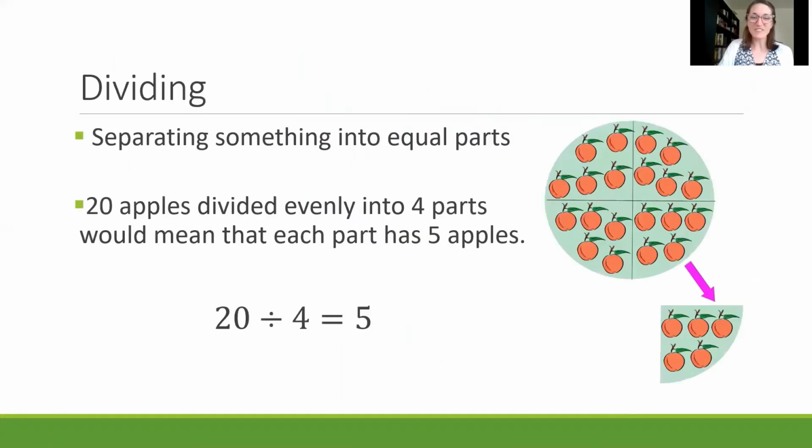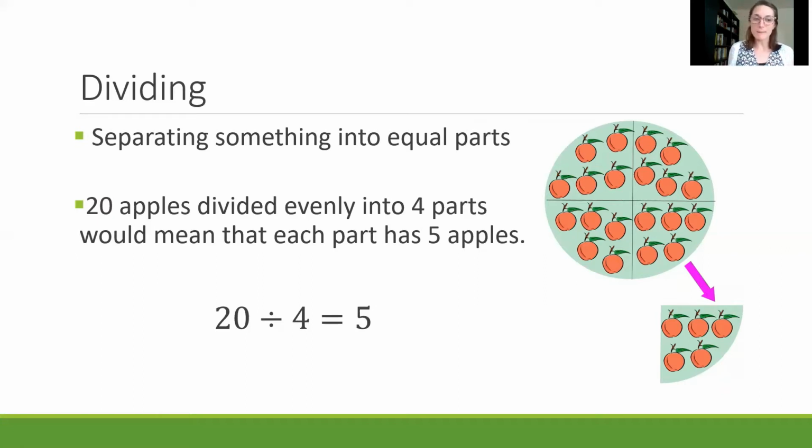So today we'll be talking about how you can divide numbers and what numbers you can divide them by. When we talk about dividing, think about it as separating something into equal parts. Just like the image we have here on the screen, if I have 20 apples and I divide them evenly into 4 parts, that would mean that I have 5 apples in each part, and you can see that in the visual. So that means that 20 divided by 4 is 5.